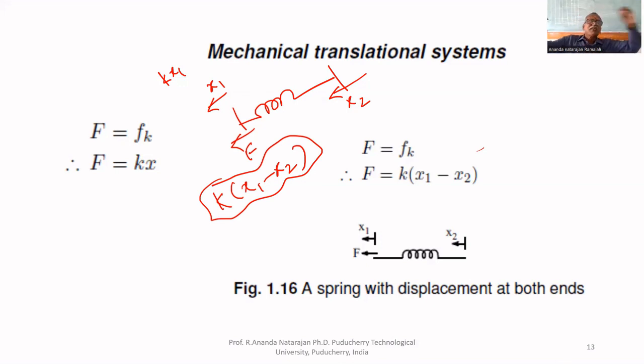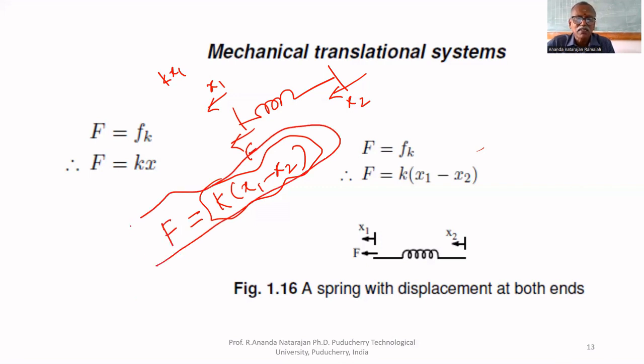Because this end is moving to this side and the other end is moving to the right-hand side, the total displacement is x1 plus x2. Therefore, K multiplied by x1 plus x2. When both are in the same direction, the deflection is reduced. The deflection is proportional to x1 minus x2. Therefore, the reaction force is K times x1 minus x2. The applied force is F. Therefore, the mathematical model is F equal to K multiplied by x1 minus x2.